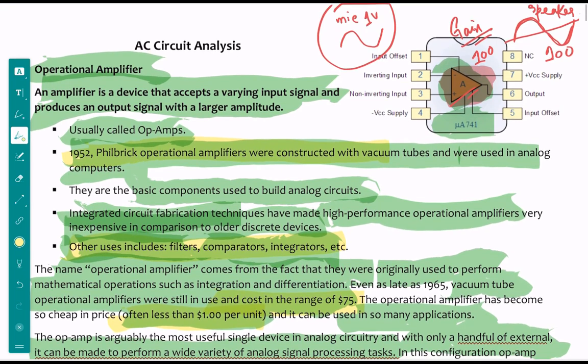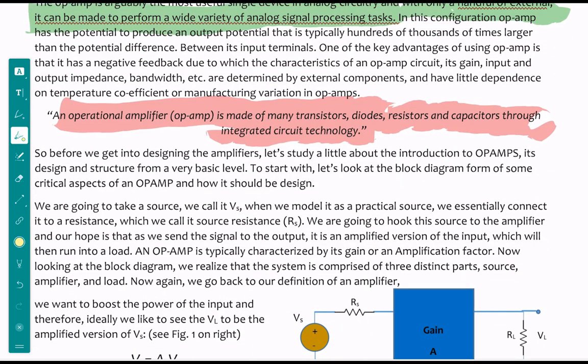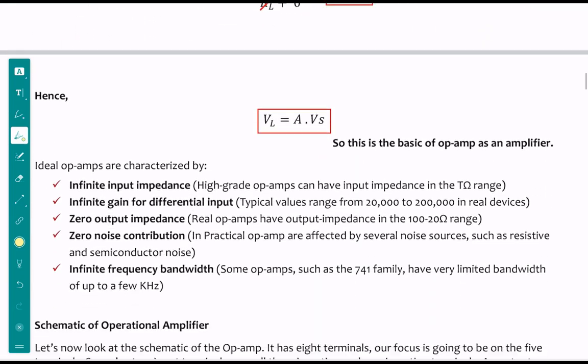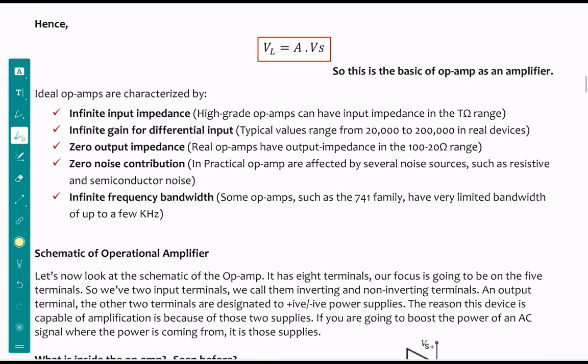Okay, and this is a very common and very popular 741 general purpose operational amplifier which has 8 pins. Okay, and they come in IC packaging, and what goes inside those packages: transistors, diodes, resistors, capacitors, through integrated circuit technology. Okay, so what I was going to share with you is, what are the characteristics of the ideal amplifier?